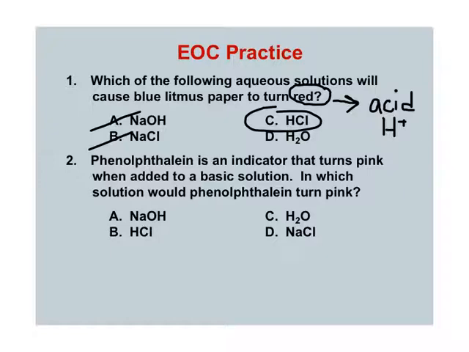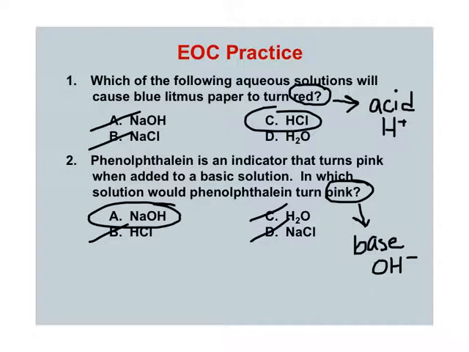Number 2, phenolphthalein is an indicator that turns pink when added to a basic solution. And which one would the phenolphthalein turn pink? Well, pink means it's a base. Had it said clear, you'd be looking for an acid. So if it turns pink, we're looking for the one that releases hydroxide in solution. Well, the only one with OH in it is A.